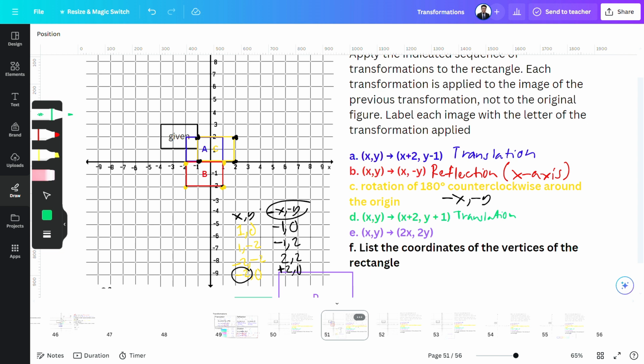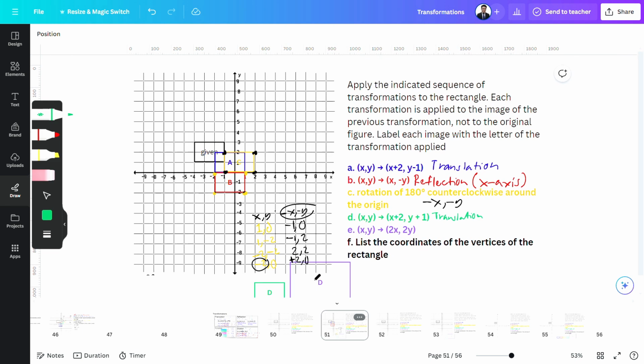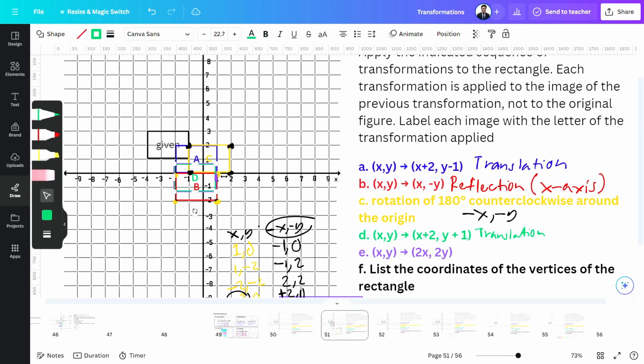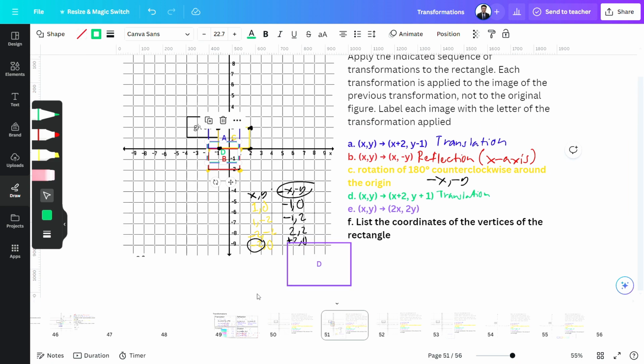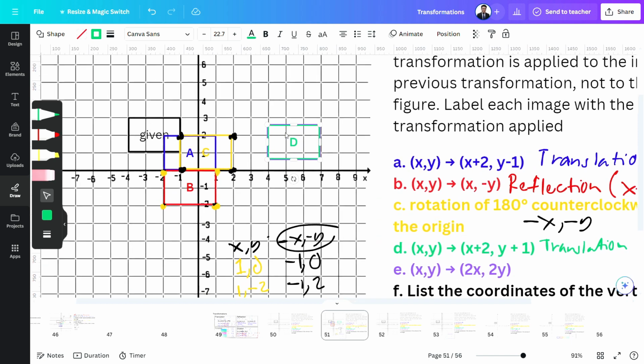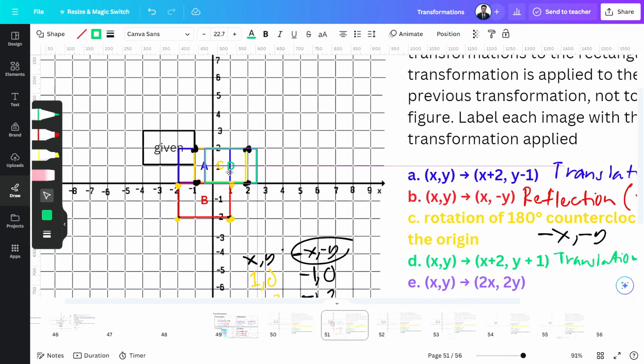So again, it's just x plus 2. So we're gonna move the figure 2 units to the right, and then it also says y plus 1, so 1 unit up. Again, if it's plus 2 on x, it's to the right. Plus 1 on y, it's going up. So where's the letter D? This one here. Don't worry about the orientation because this one here is a rectangle.